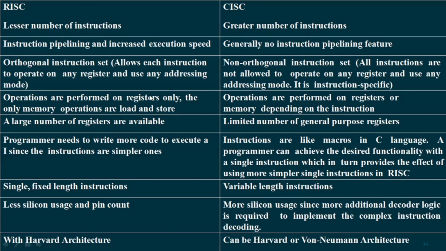Hello everyone. Today we'll be learning the difference between RISC and CISC. RISC full form is Reduced Instruction Set Computer, while CISC refers to Complex Instruction Set Computer.